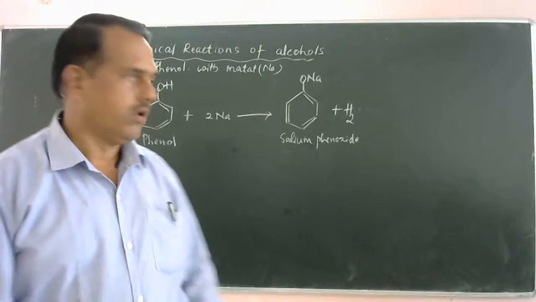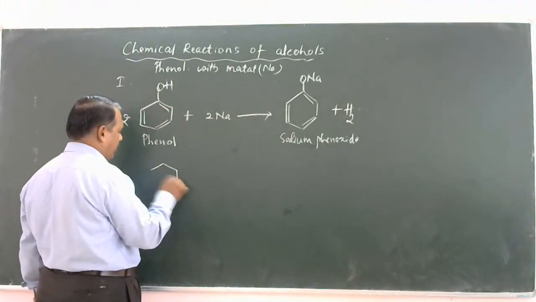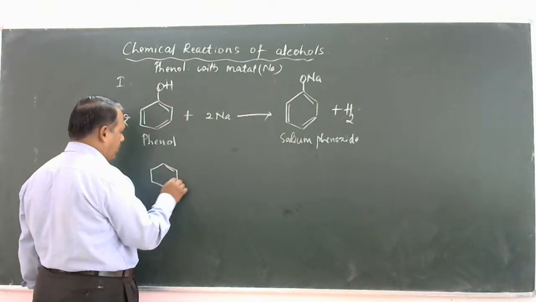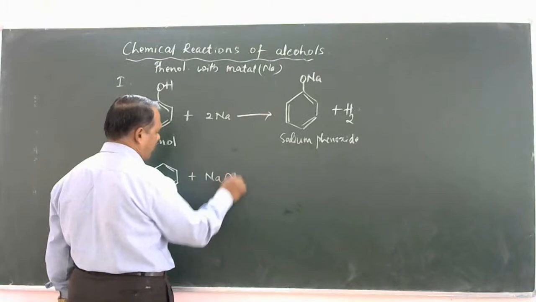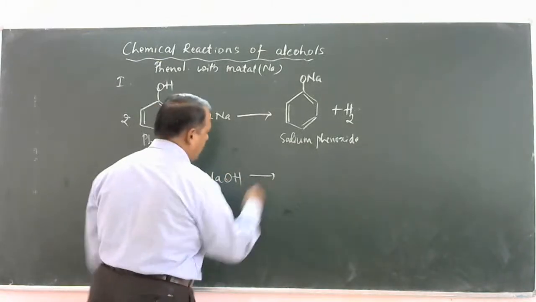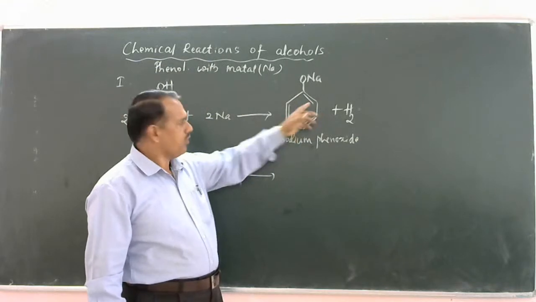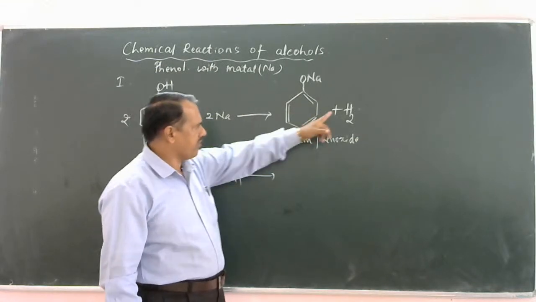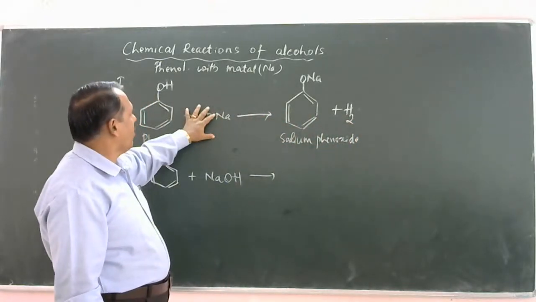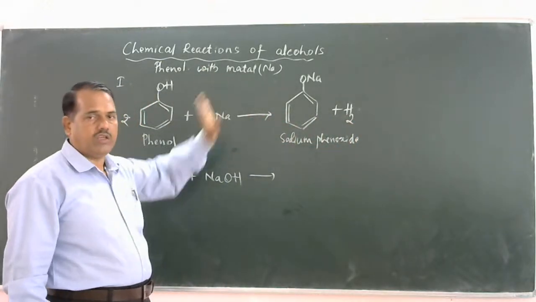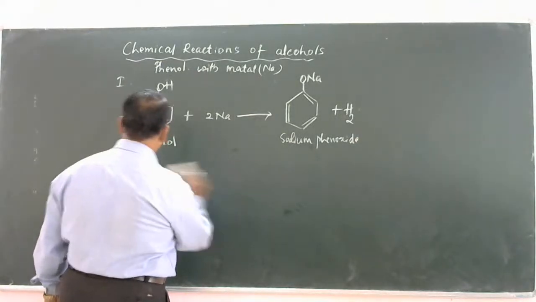Are you clear? Okay. Then, again, when phenol reacts with sodium hydroxide, same reaction, we will get sodium phenoxide again. So these two reactions indicate that hydrogen gas is liberated. Therefore, phenol is acidic in nature. Okay, we shall continue our discussion.